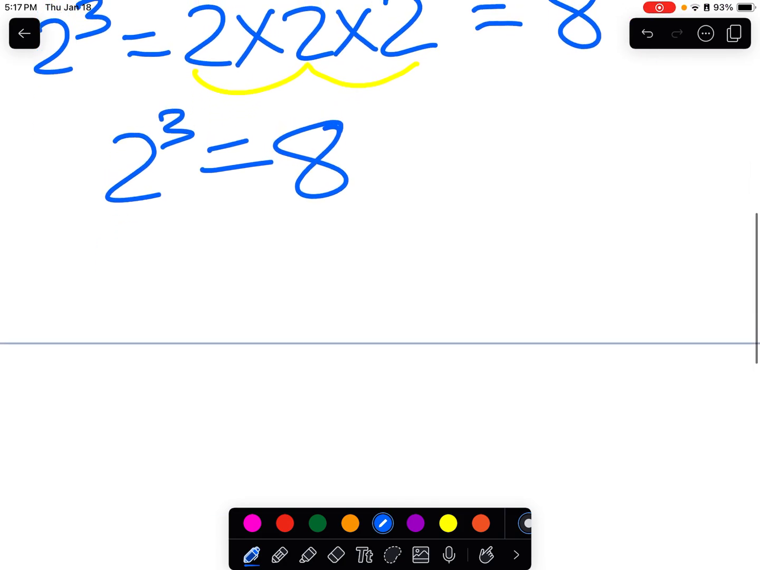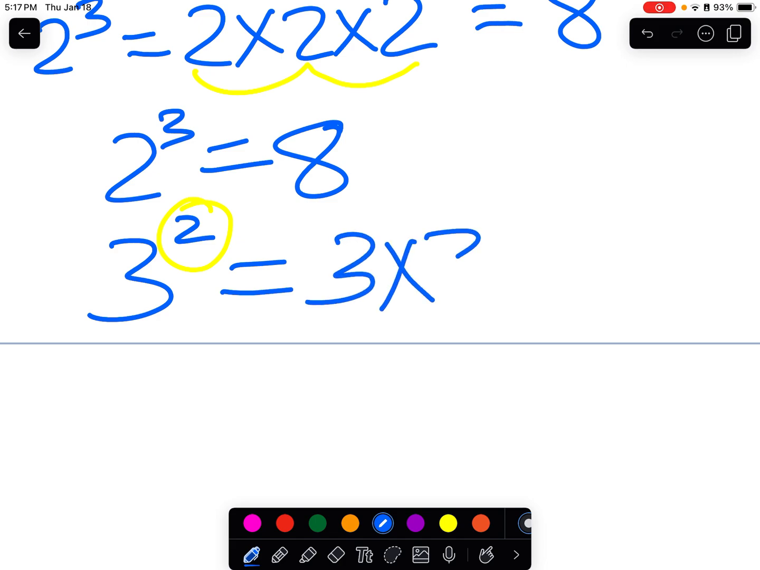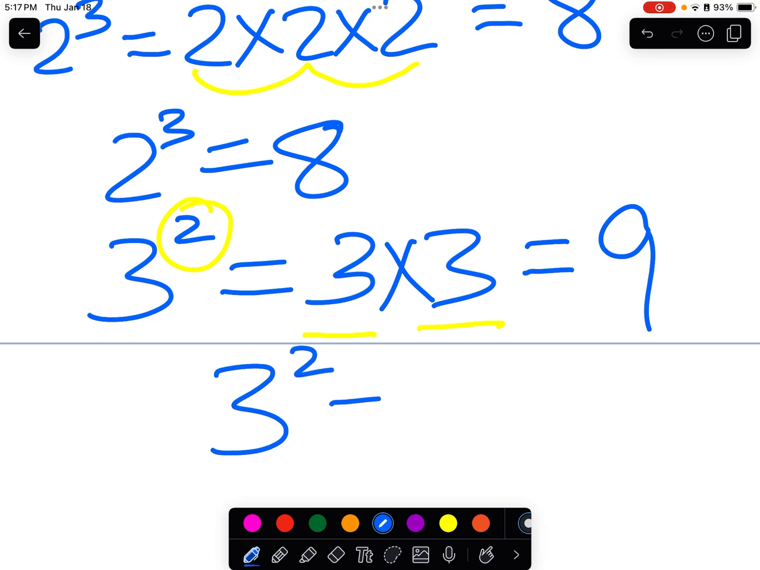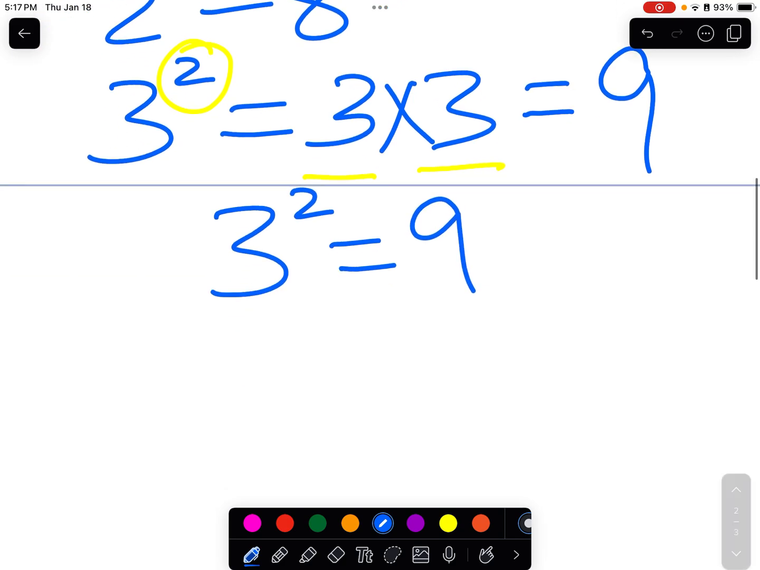Let's try another one. Let's do 3 to the second power, or 3 to the power of 2. Well, remember, the exponent tells you how many times to multiply a number by itself. So 3 to the second power, or 3 to the power of 2, equals 3 times 3. So you see we've got 3 multiplied by itself 2 times. And we know 3 times 3 equals 9. So 3 to the power of 2 equals 9.